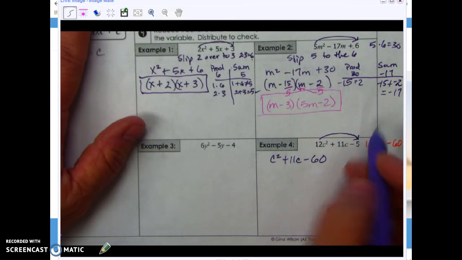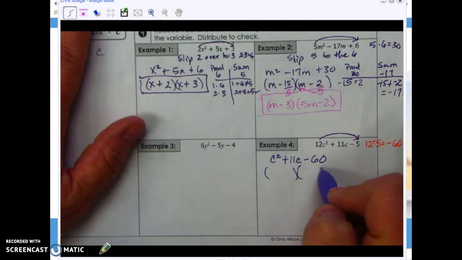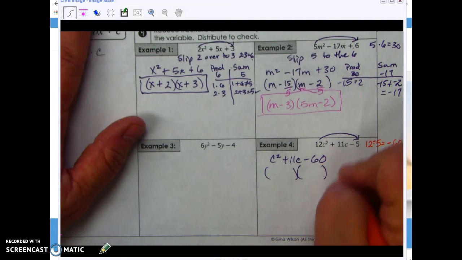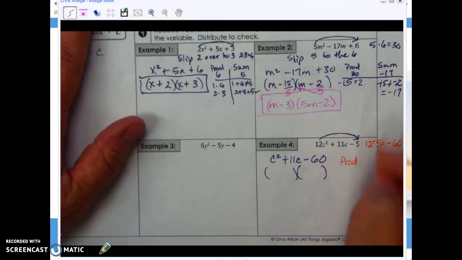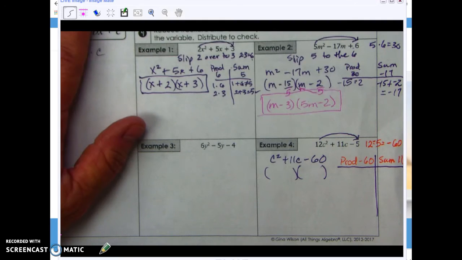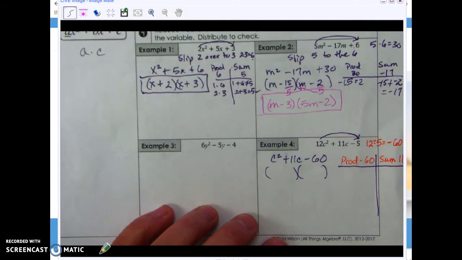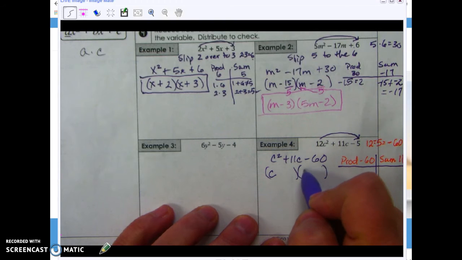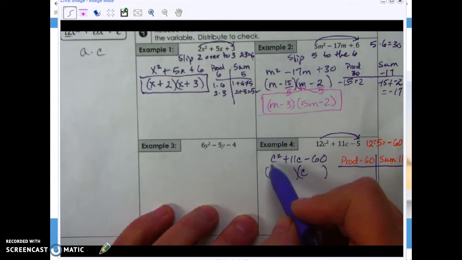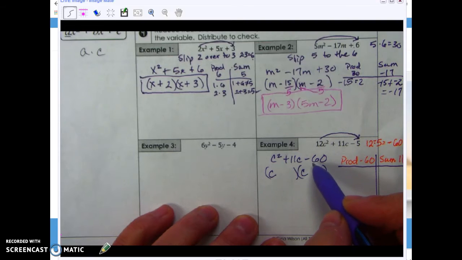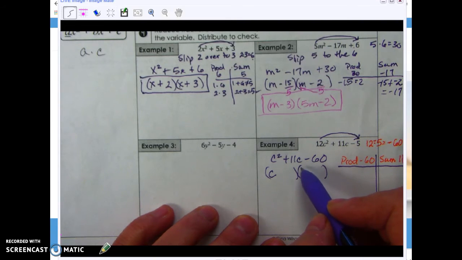Minus 60. Okay, so now again, we want a product of negative 60, and we want a sum of 11. So, what two numbers are going to give us that? We know that this will be a C, and that will be a C, because C times C is going to give us the C squared. So now what two numbers can I use to multiply together and get negative 60, add together, and get 11?